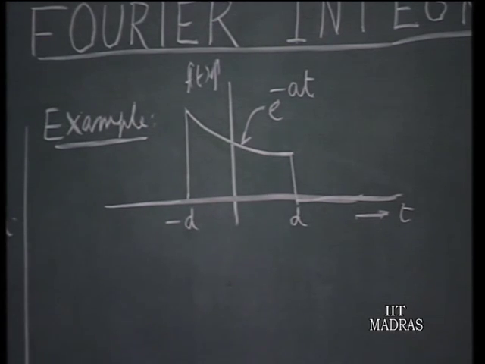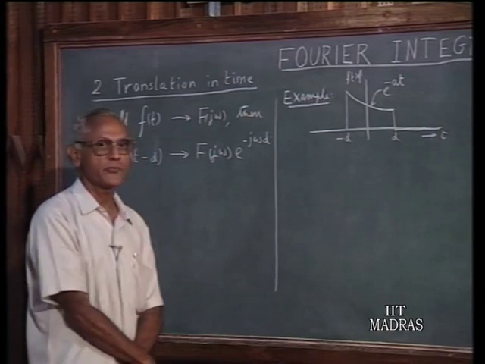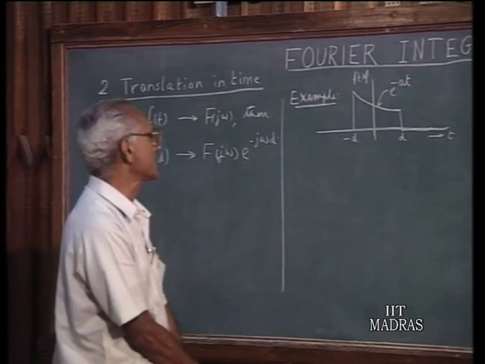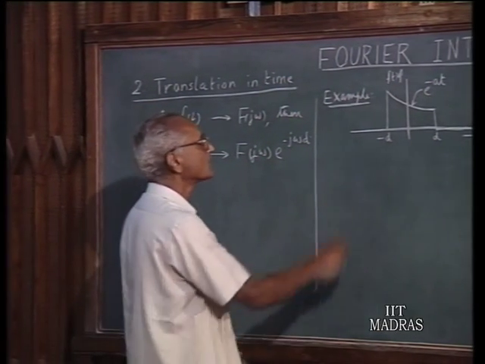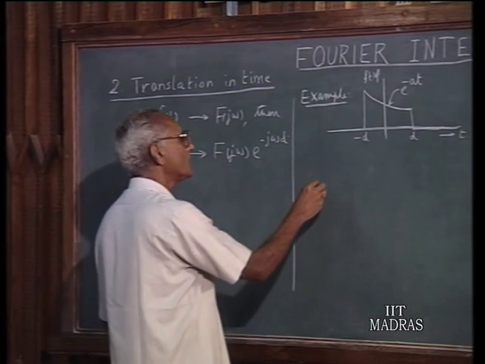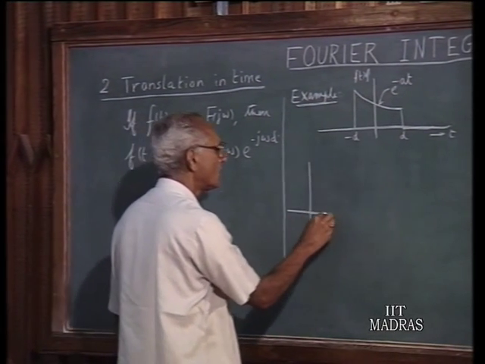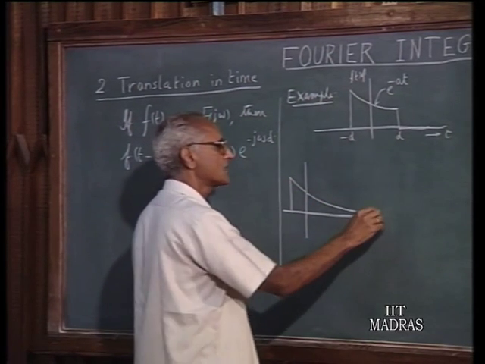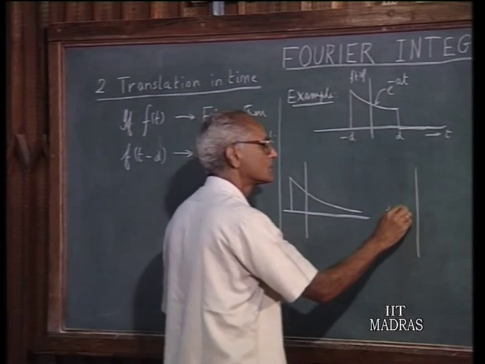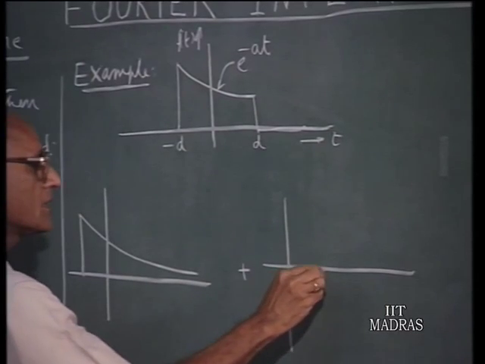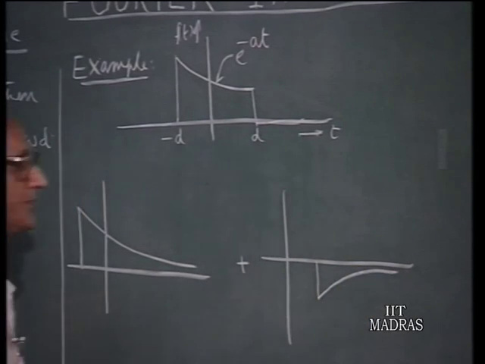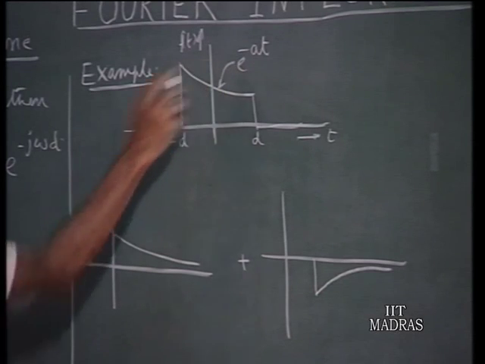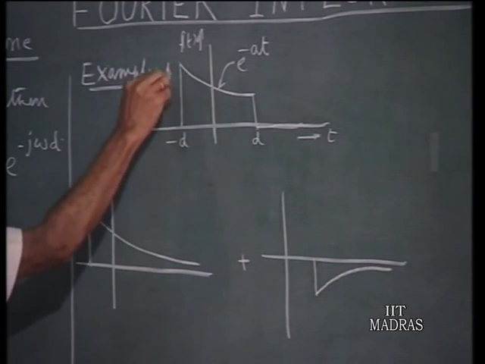Alternately, we can make use of the linearity of the Fourier transform as well as the time shift property which we have just been discussing. What we can do is, this f of t can be thought of as composed of two functions like this, plus another function starting here and decaying like this. The magnitude of this is of course e to the power of minus a t, therefore, this will be e to the power of a d.